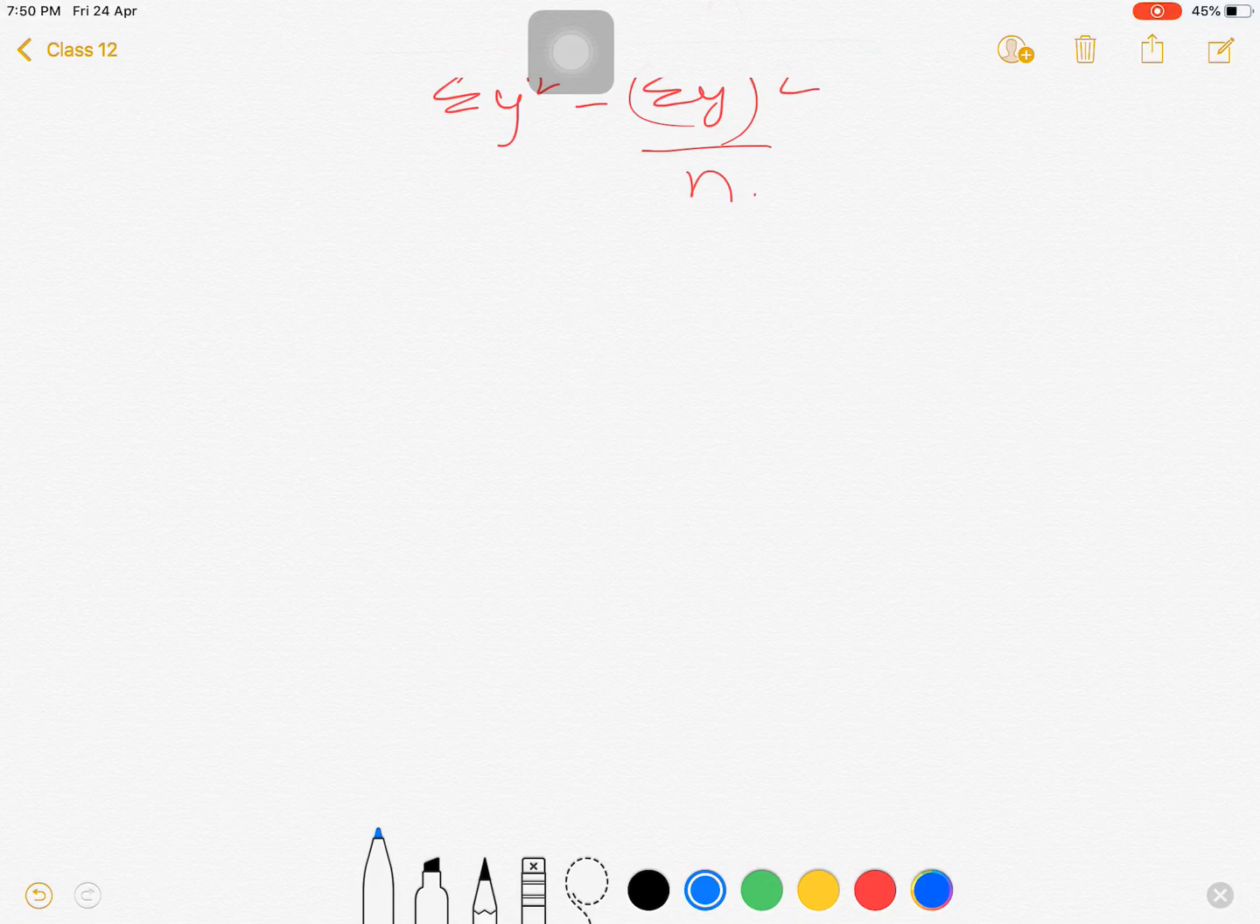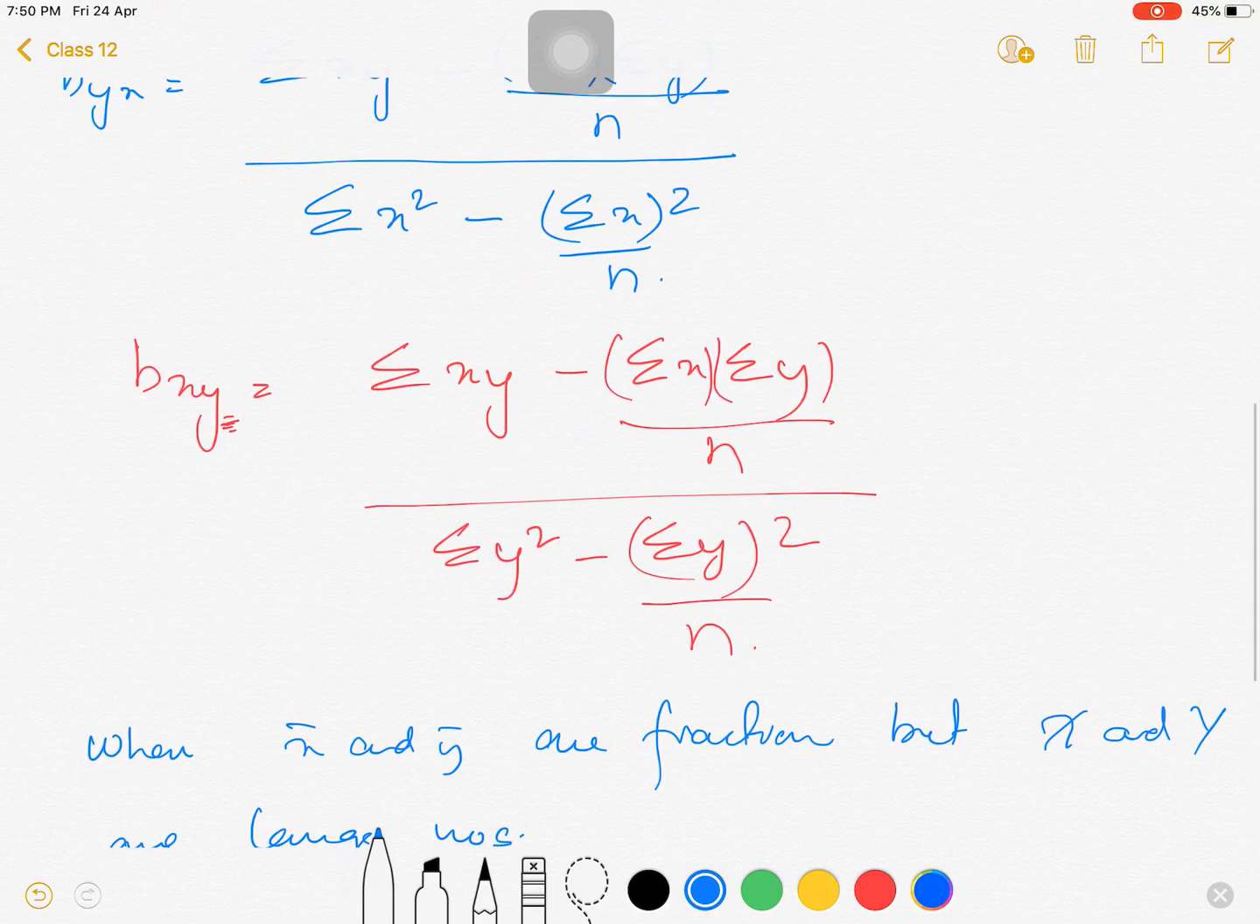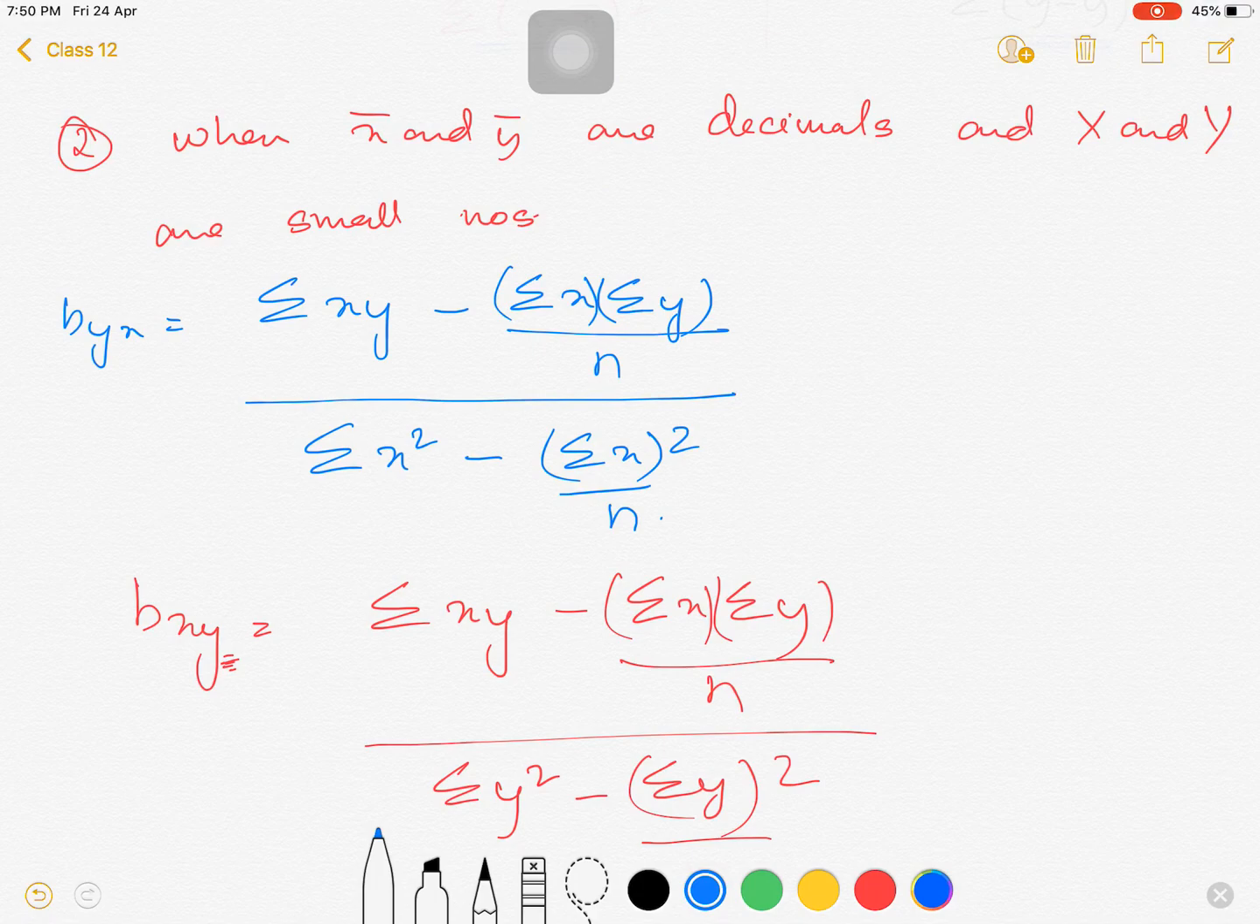And the third and final formula is when x bar and y bar are fractions, but x and y, that means the given numbers, are large numbers. By large numbers I may say 2-digit numbers would be considered as large numbers. By the way, use the second formula only if x and y are single digit numbers. Okay, so that's how it works.